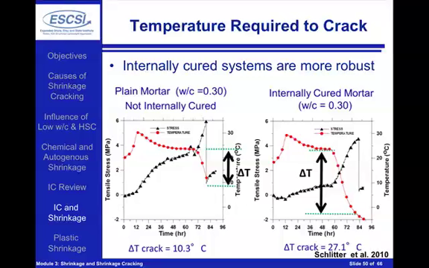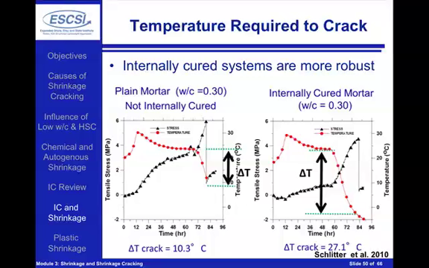The interesting part about this is this type of a temperature drop leading to stresses in the system could be very similar to what you might see, for example, if formwork is removed, or if all of a sudden we have some cooling at nights on our construction operation. The big difference here between the plain system on the left and the internally cured system on the right is in the plain system we had about a 10 degrees Celsius temperature change before the concrete cracked.